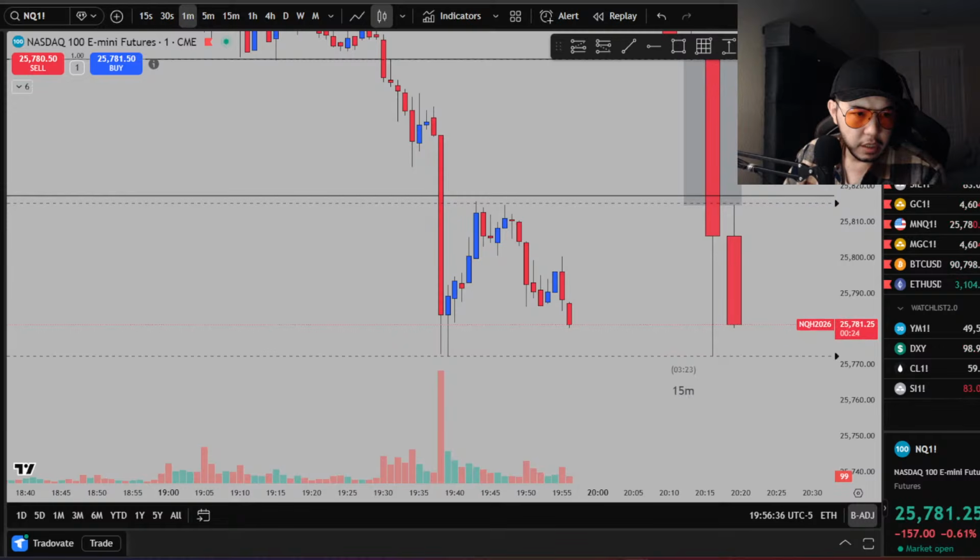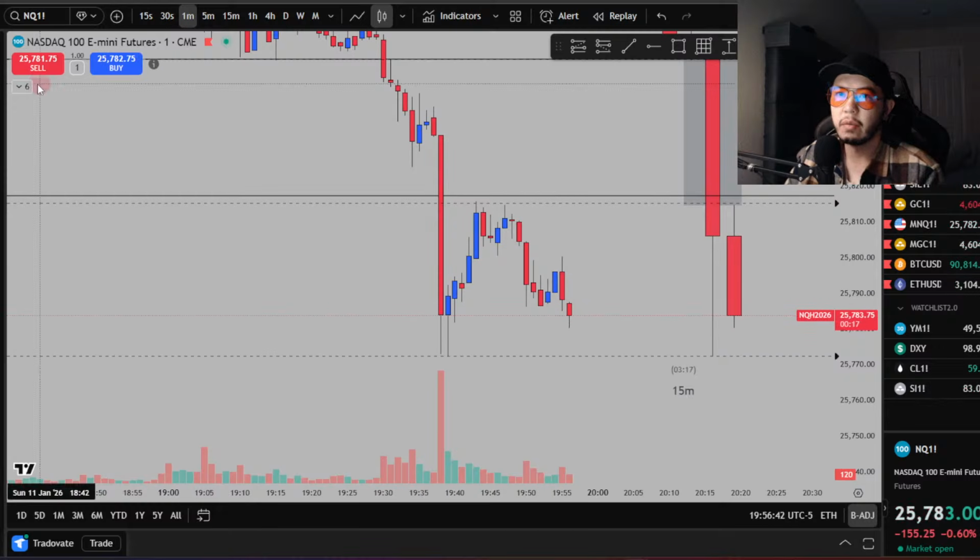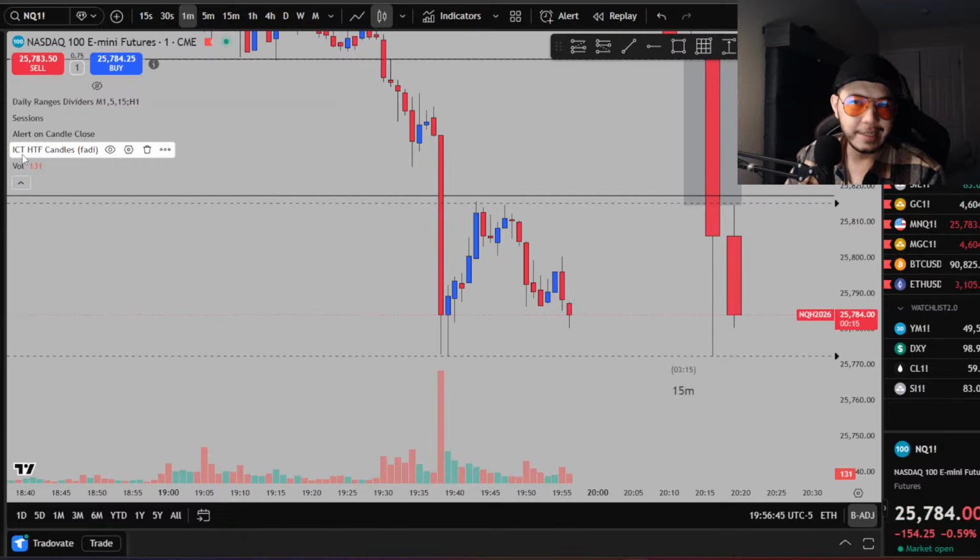So what indicator is that, that lets you see the candles in real time like that? Oh, that one is called ICT high time frame candles. This one. I'm gonna leave it open for people that need it.